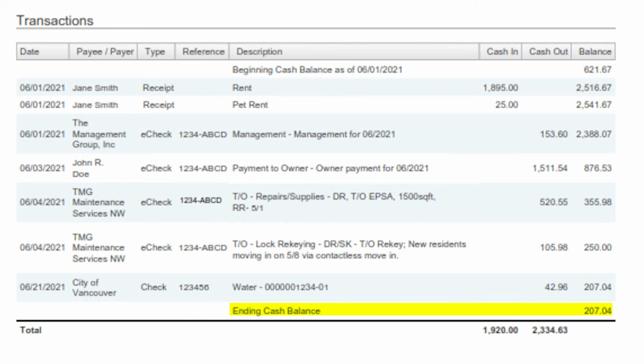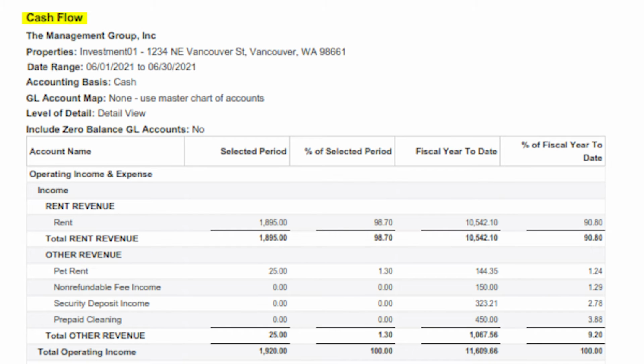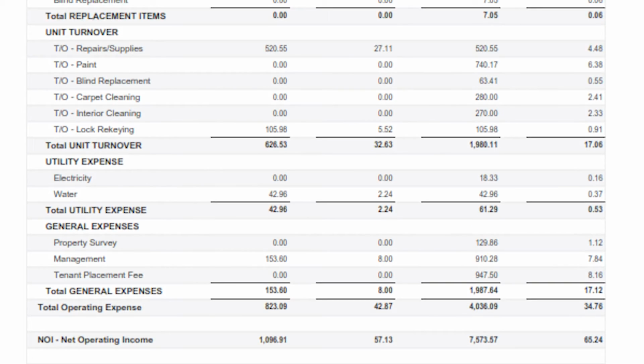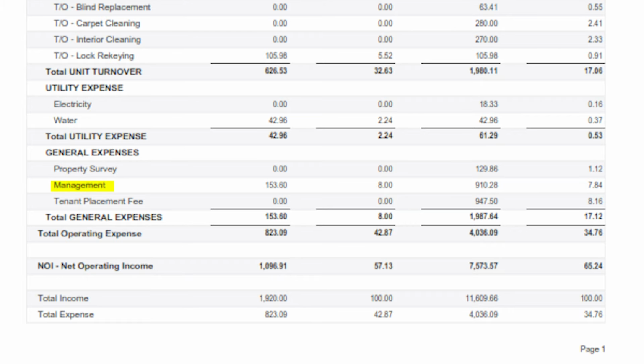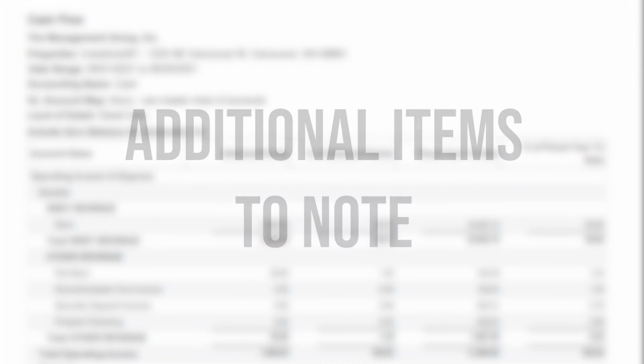The ending cash balance is a total of your property reserve, plus funds to cover unpaid bills and estimates from work not yet completed. The cash flow statement is an expanded view of the property cash summary from the owner statement with additional information such as the total operating income and the net operating income for both the previous month and year to date. These are further broken down into specific expense and income categories, management fees, and any other recurring charges listed in your contract. A few additional items to note.